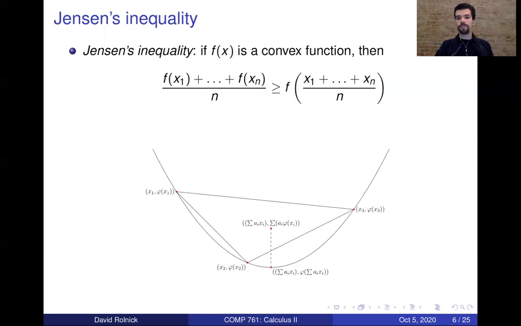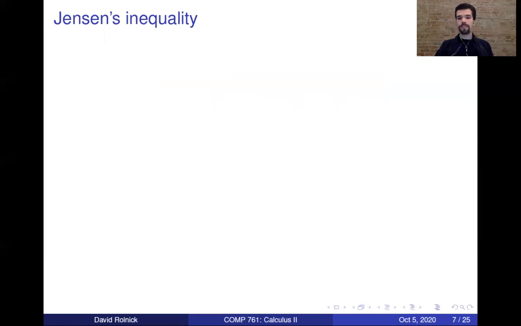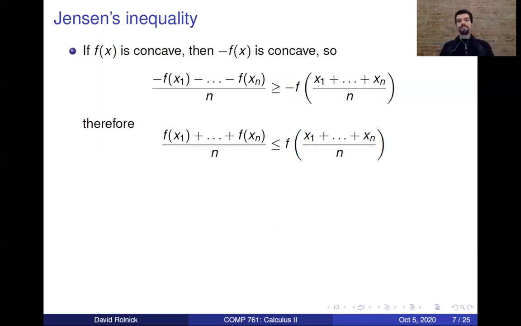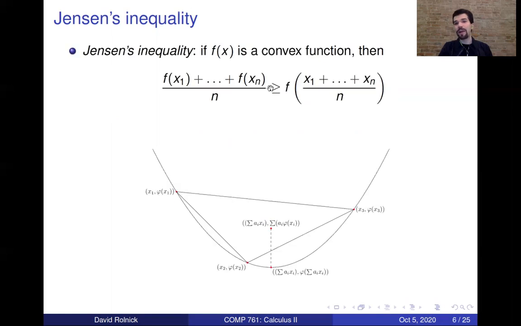Okay. So suppose f is concave. Then negative f of x is convex, because negative f of x has a positive second derivative if f of x has a negative second derivative. So if negative f of x is convex, then we can apply Jensen's inequality to negative f of x. And so this is what's true if f is concave. It's the same thing as this, except that the inequality goes the other way if f is concave.